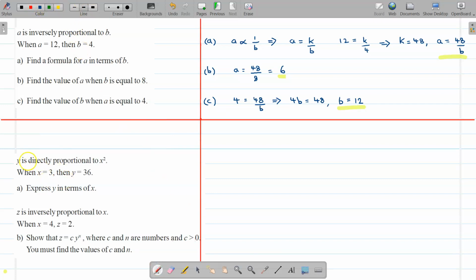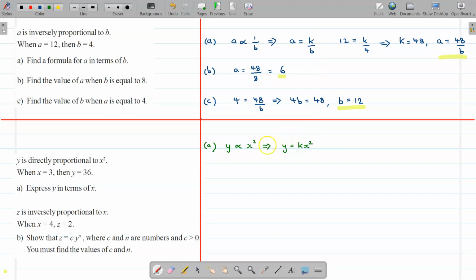We just look at the first part. Y is directly proportional to x squared. When x is 3, y is 36. Okay, so we start in the same way. Okay, so we say A, that y is proportional to x squared, and that's direct proportion, which means that y equals k times x squared. Okay, y equals k x squared.